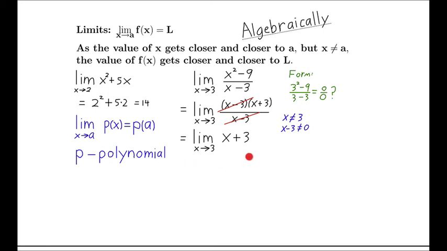Now we have a polynomial. All we have to do is plug in 3, and we get 6. That's how to do limits algebraically. It's a very fast, very nice way of doing limits.